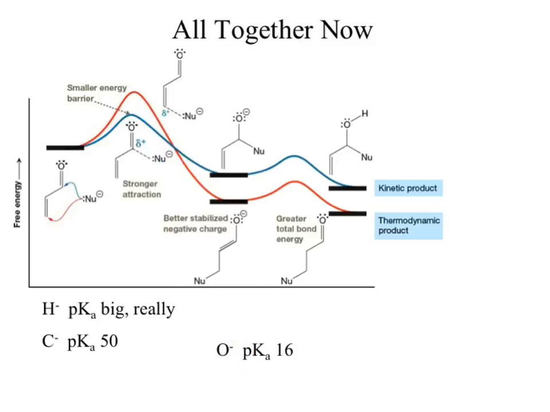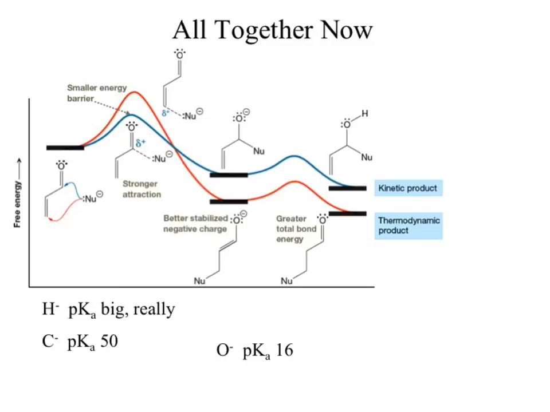What happens if I move to a carbon nucleophile? This one is actually moving into our scale of pKa's. Hydride's pKa is so incredibly large that it doesn't even get reported. The pKa for an alkane, we do report, is 50, which means its pKb is small, but not stupidly small. The pKb for O minus, small, but not really small.